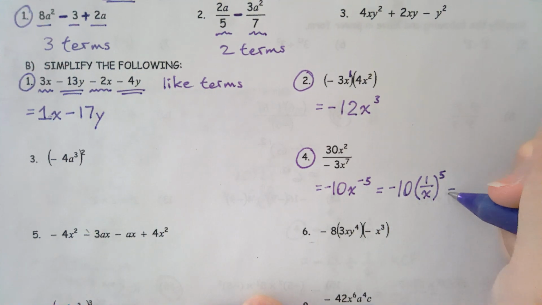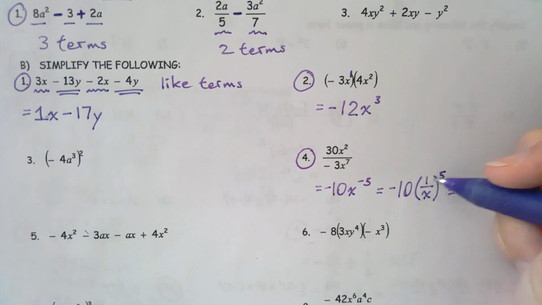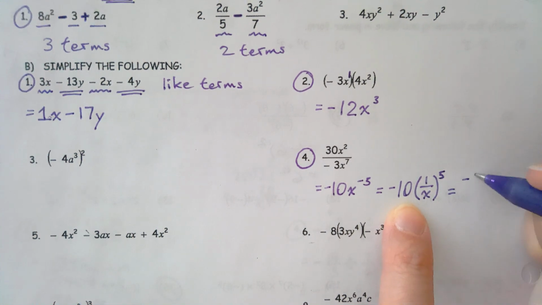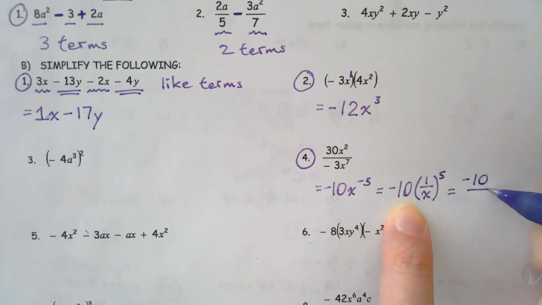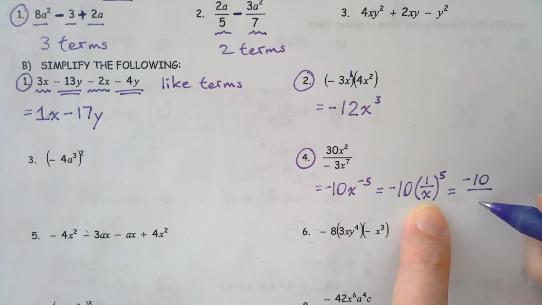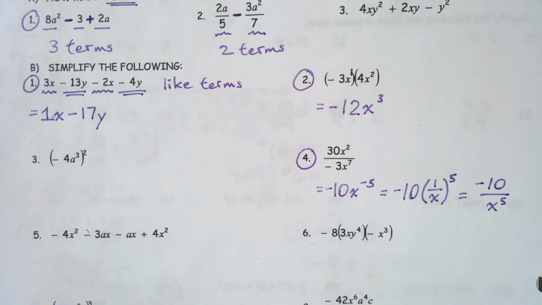Okay. What's 1 times 1 times 1 times 1 times 1? 1. Yeah. And then times it by negative 10. Yeah, negative 10. And then what's x times x times x times x times x? x to the 5th. Good. So that's my answer.